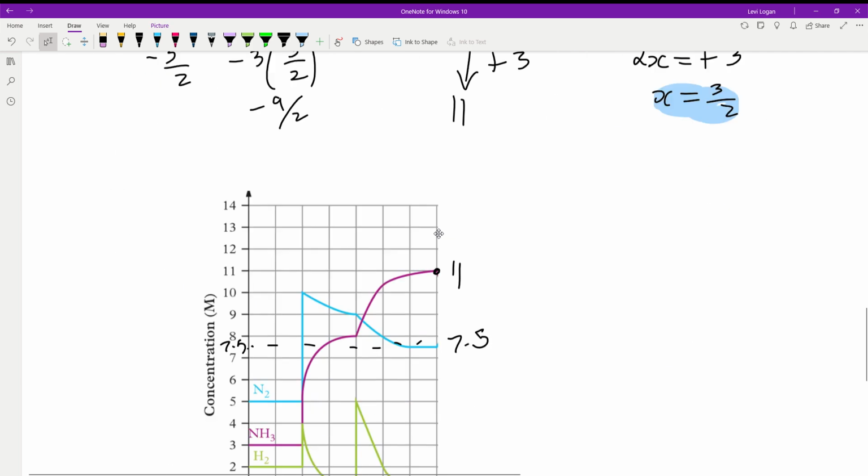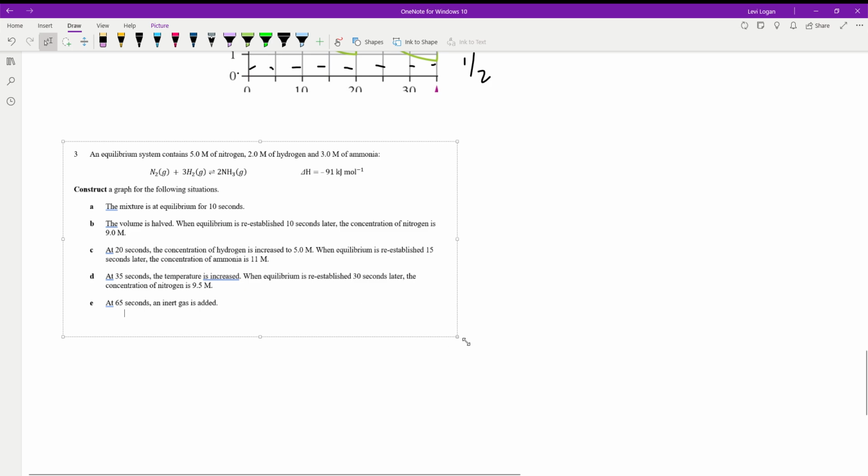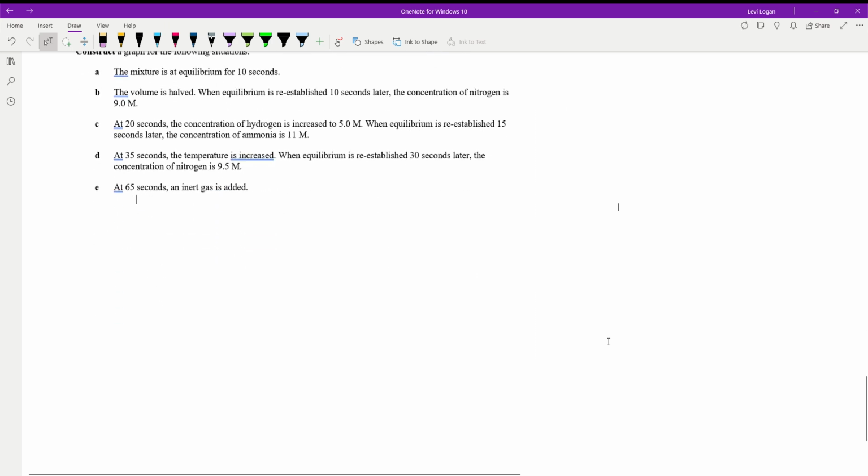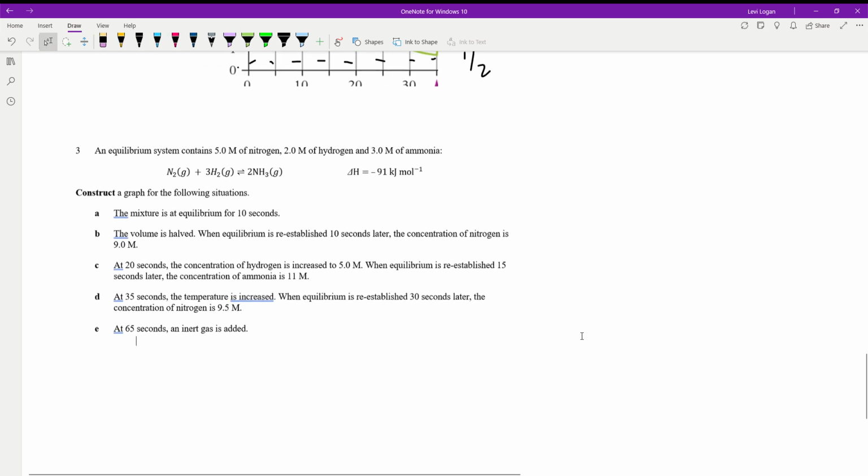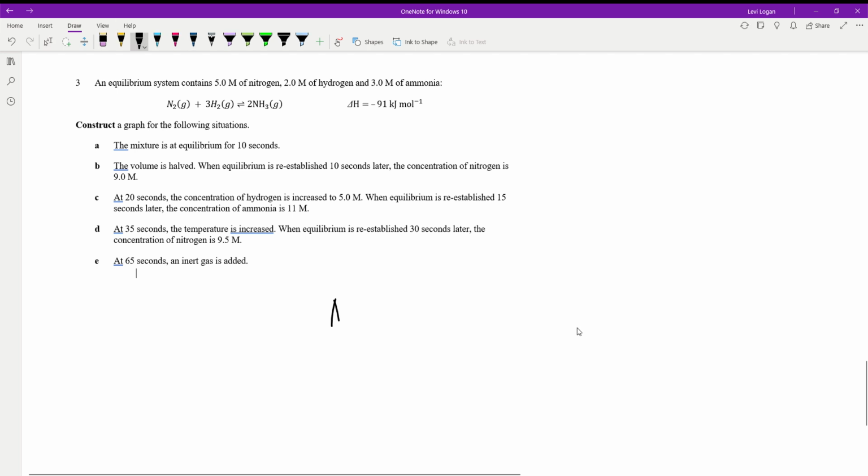So let's copy here. At 35 seconds, this is pretty much 15 seconds after the 20 seconds. That's all that's saying. The temperature is increased. When equilibrium is re-established 30 seconds later, the concentration of nitrogen is 9.5 molarity. This is to do with the delta H. Remember, it's exothermic, so when you add the reactants together, heat is going to be a product of that. Here, oh, I always draw these guys incorrectly. That's okay.